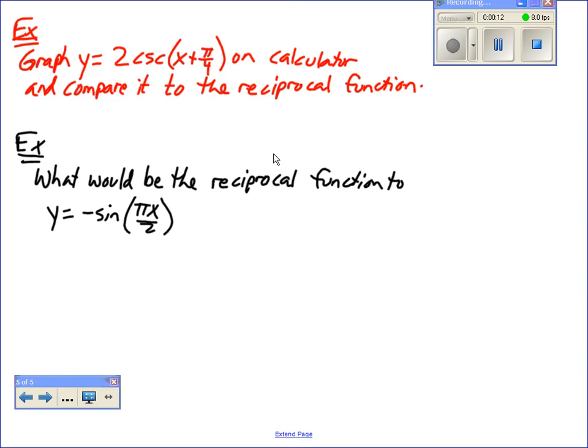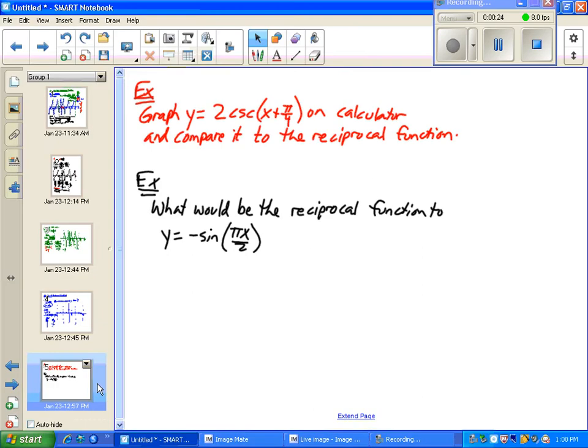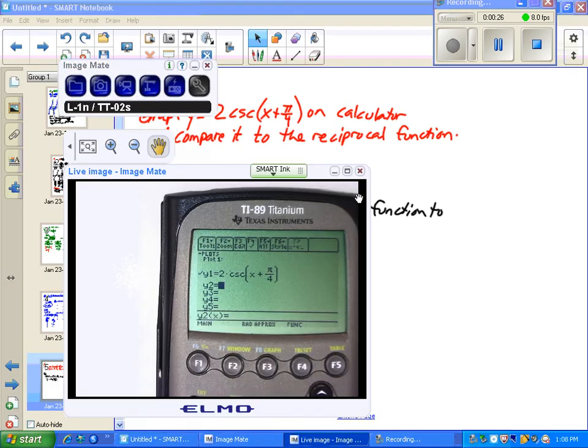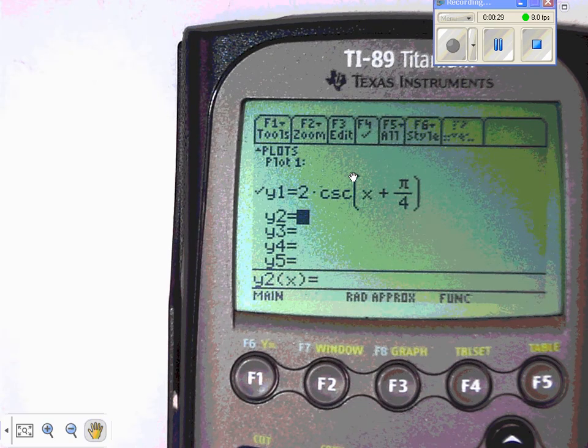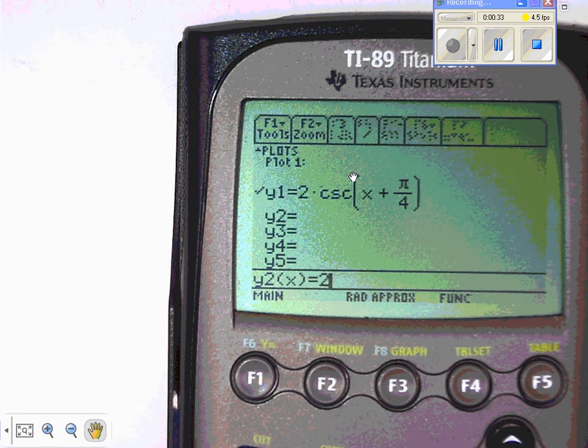Okay, so the reciprocal function would be, you want to keep that 2 the same. The a term in front of that stays the same. So it's 2 sine of x plus pi fourths. So here we go, let's put that in. So here's the 2 cosecant of x plus pi fourths. Let's punch in the reciprocal function.